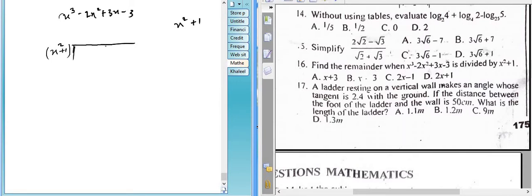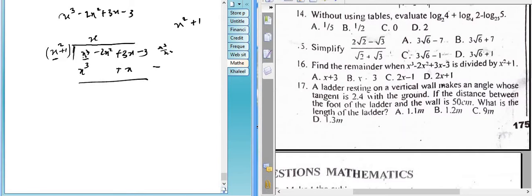We want to find the remainder, so we put this equation, x cubed minus 2x square plus 3x minus 3. So we can say this x cubed divided by this x square, which is equal to x. So we have x at the top, x times this one, we have x cubed plus x. So you have to arrange it like here. You can see we have plus x here, since we don't have x square. Then we can subtract this from this.